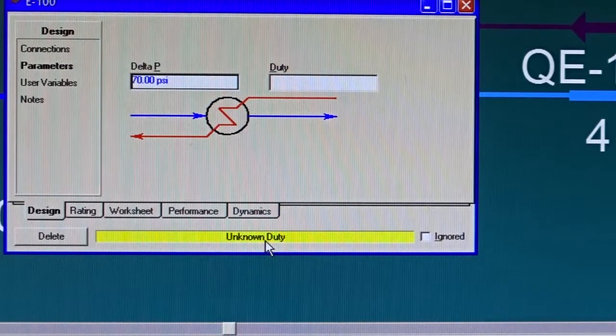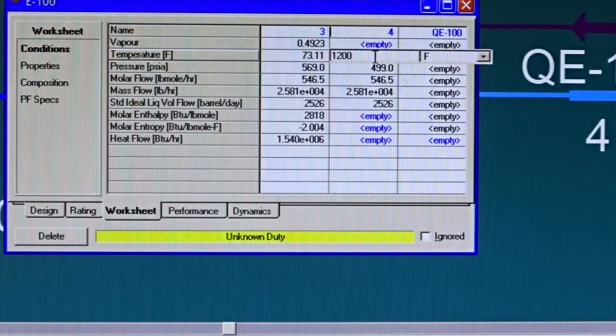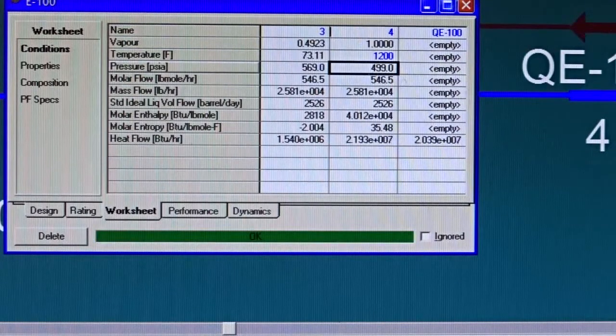What is unknown duty? It tells me how much heat do you want to add to those streams to arrive at 1200 degrees Fahrenheit. I don't know the duty, but what I know is the temperature. Those two specifications are equivalent. Either I specify the temperature, HYSYS will calculate the duty, or I will provide the duty and HYSYS will directly calculate the outlet temperature for me. The easier part is to go and specify for stream 4 the outlet temperature as 1200 degrees Fahrenheit.